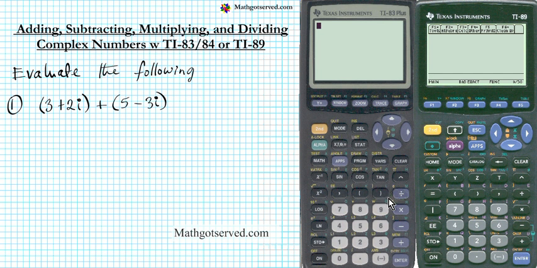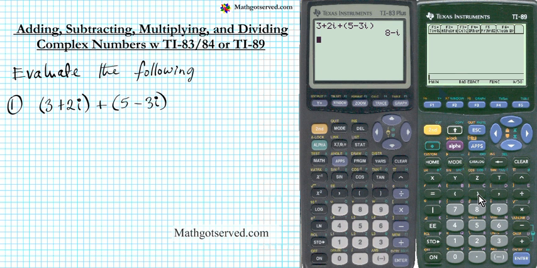So for the TI83, which also applies to the 84, we don't need the parentheses, you can put them if you want. So we're doing 3 plus 2i, second function period gives you the i, plus, now after the operation I like to use parentheses, okay? So plus, parentheses 5 minus 3i. When you're adding, parentheses are not really important, but when you're subtracting, you have to use parentheses or else you ruin your answer, right? So press enter, and your answer is 8 minus 1i, or 8 minus i.